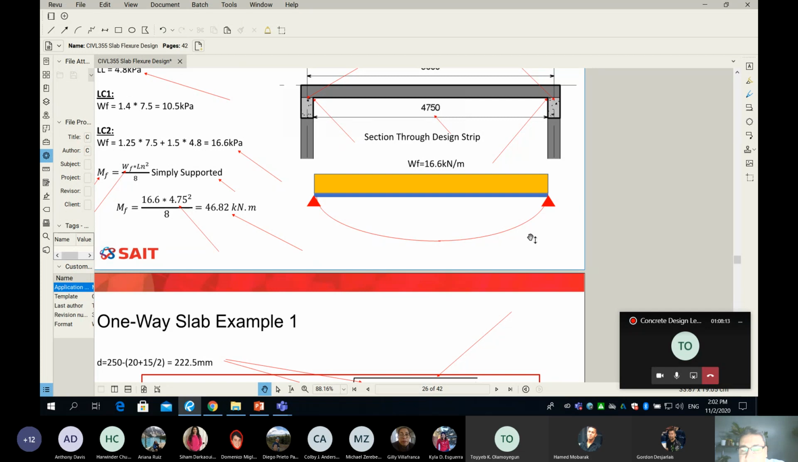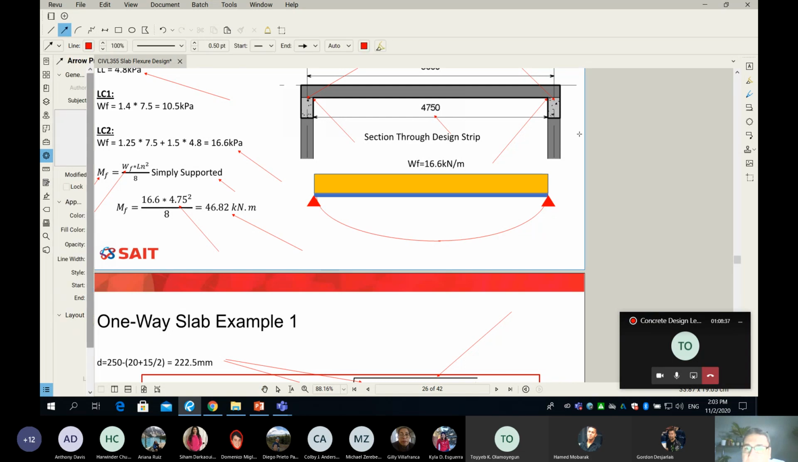Why is that? Because think about you're getting your ruler, put it on your finger. There is no connection between your ruler and the finger, and it will bend simply supported. How about the reality for our slab? When we pour slab and beams, we pour them together. Because we pour them together, there is a connection between them.